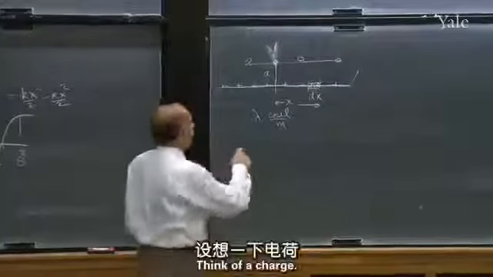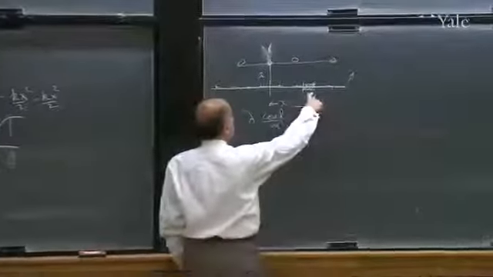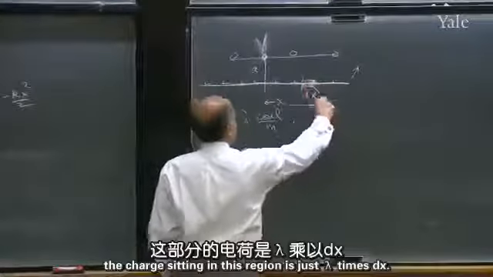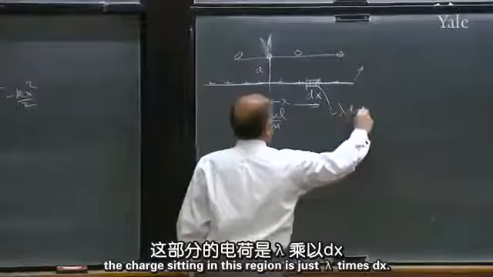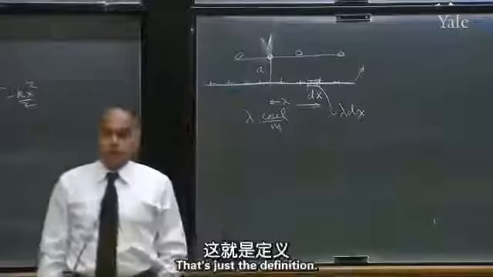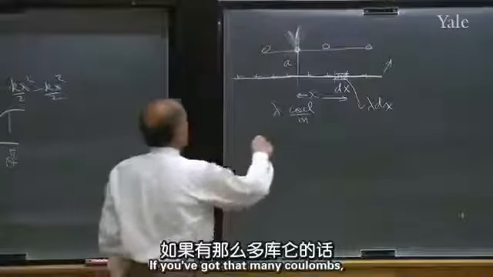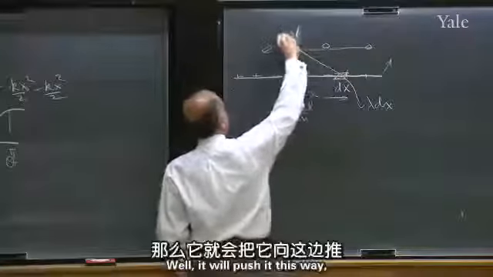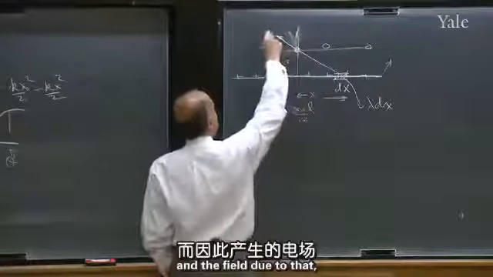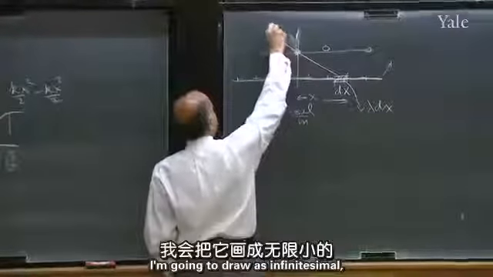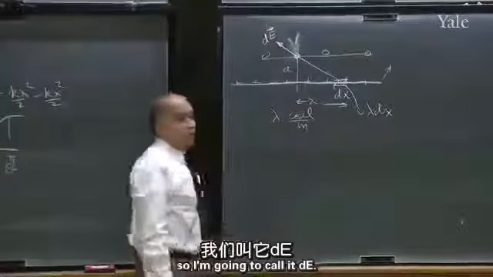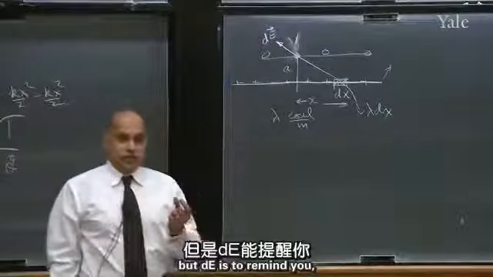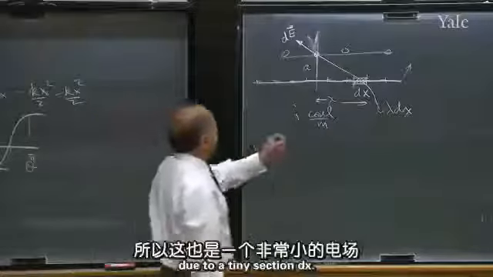Think of a charge. How much charge is sitting here? I hope you all agree the charge sitting in this region is just lambda times dx. That's just a definition. If you have that many coulombs, imagine a test charge of 1 here. Well, it'll push it this way. And the field due to that, I'm going to draw as infinitesimal, so I'm going to call it dE. You can call it E, but dE is to remind you it's a tiny field due to a tiny section dx.